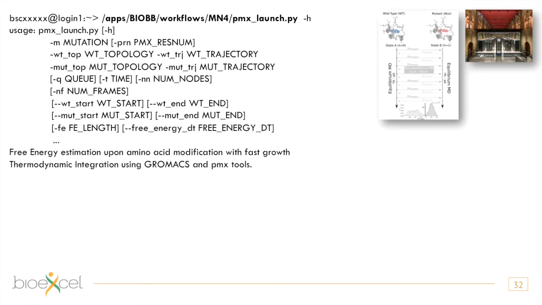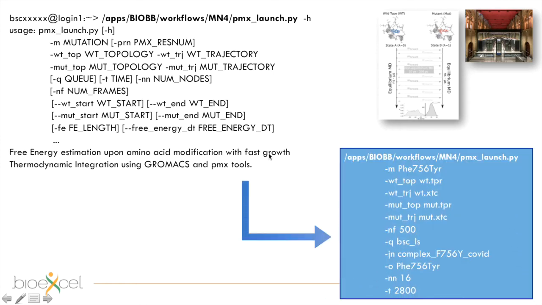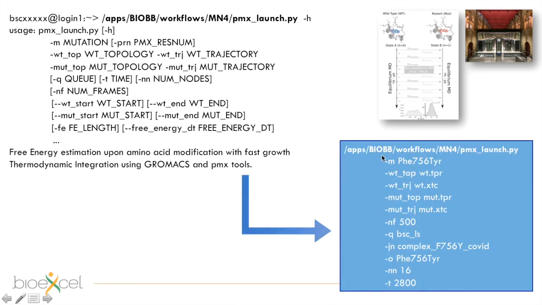The second one might seem a little bit more complicated than the other one, but at the end it's exactly the same. What we need in this case as an input is the mutation that we want to study. And then, if you remember, we have two equilibrium MD simulations as an input. So the wild type is this one here. We need the topology and the trajectory. Those are two inputs. And then for the mutated one, we need the topology and the trajectory. So these two ones here.